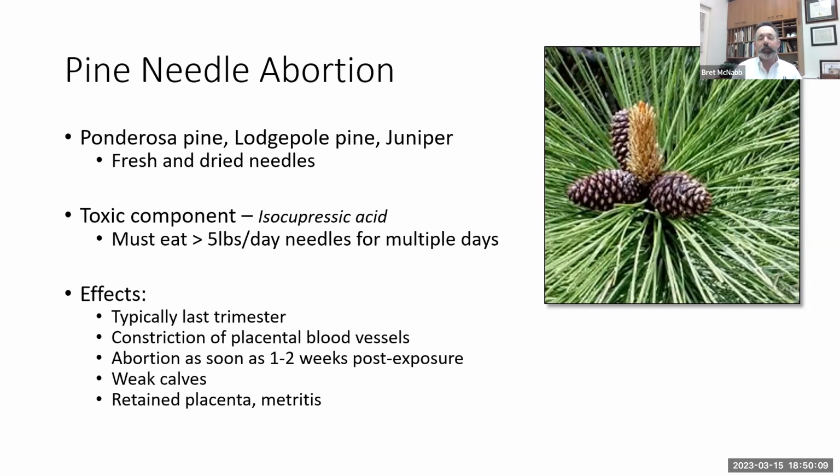And then pine needle abortion. Many different species of pine trees are known to cause this. Both fresh and dried needles are the culprits here. And the toxic component is one very specific thing called isocupressic acid that's found there. But it's not just from eating the occasional pine needle. I mean, cattle need to eat well over 5 pounds a day in pine needles for multiple days in a row to have enough of an effect.